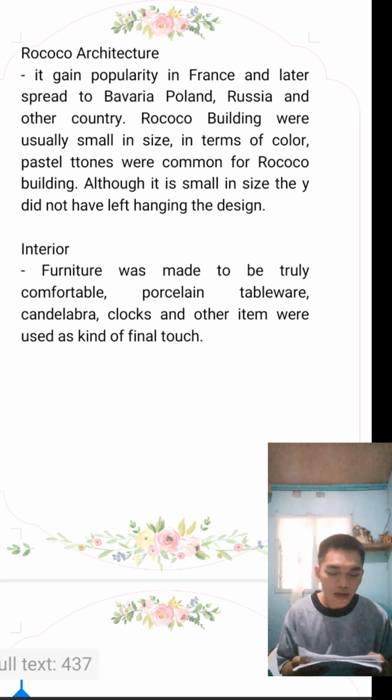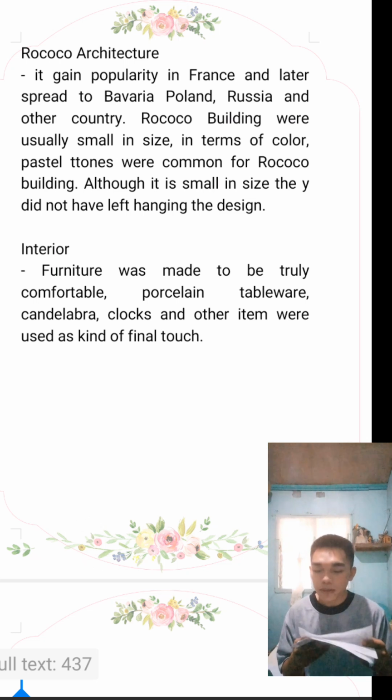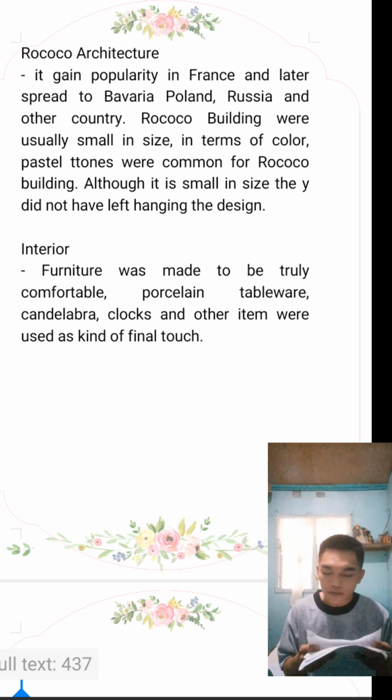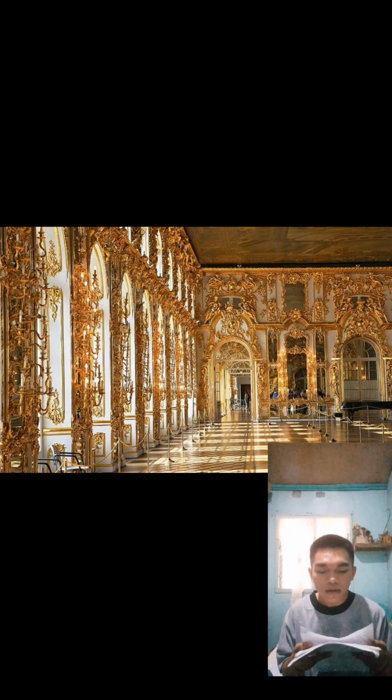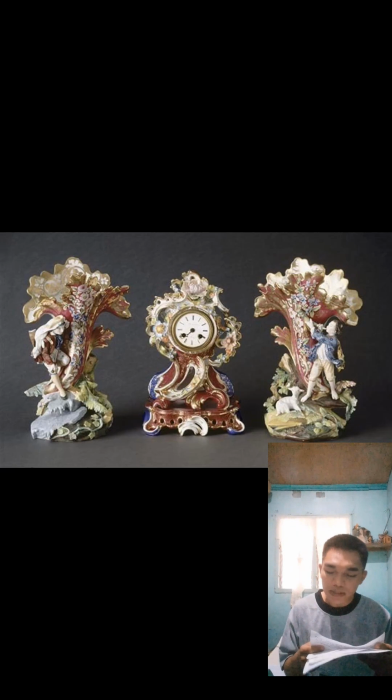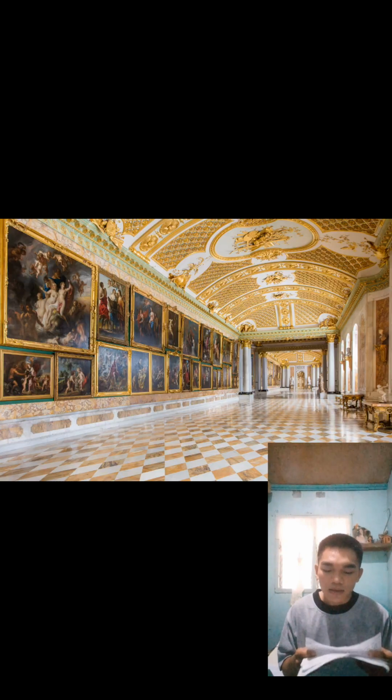they did not lack in design, moving to its interior design. So in terms of interior, it was not only about fancy look, but also about comfort of the bourgeois, or a middle class family too. So they made the furniture to be truly comfortable. Porcelain, tableware, candelabra, clocks, and other items were used as kind of final touch to the interior design.